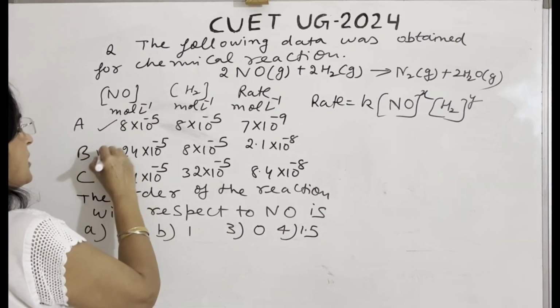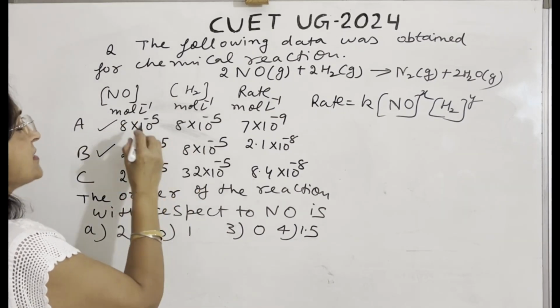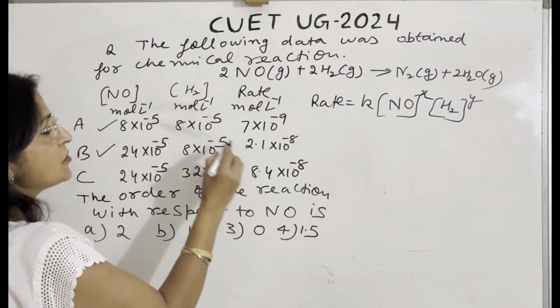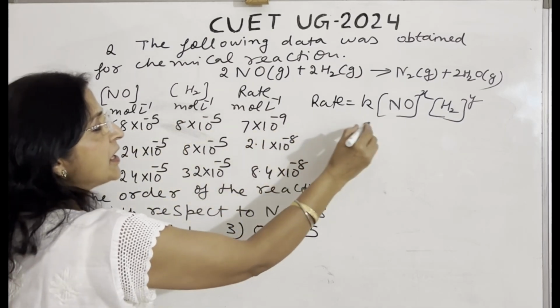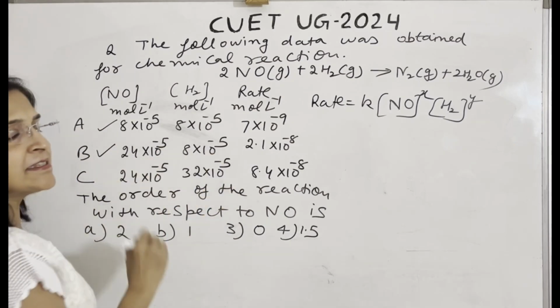We will consider these two observations. यहाँ से we will put the concentration of nitric oxide, hydrogen and rate in this equation. Similarly for the second observation.